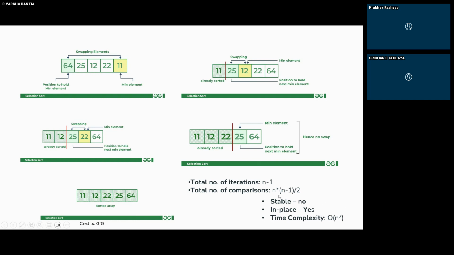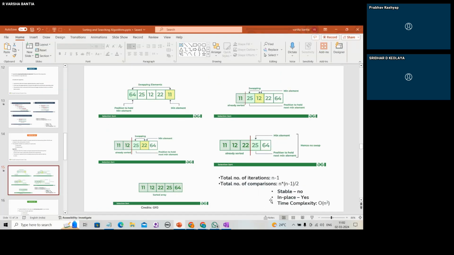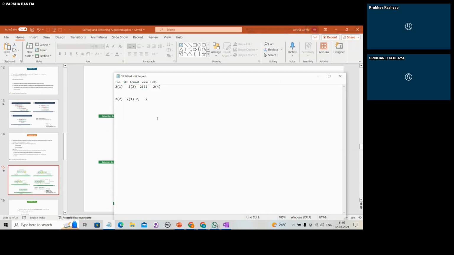Is it in place? Yes, I'm not using anything extra. Whatever I'm doing, I'm doing inside the array. Is it stable? No, selection sort is not stable. I'll show you why selection sort is not stable. Okay, I'll take an array 12, 12 and 11. Perform selection sort.